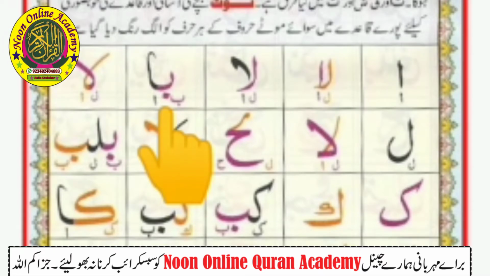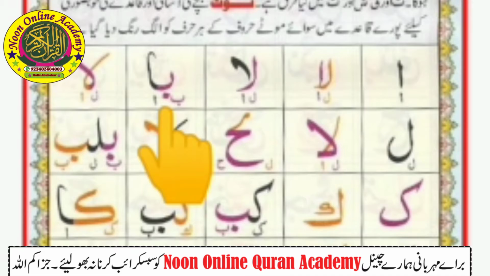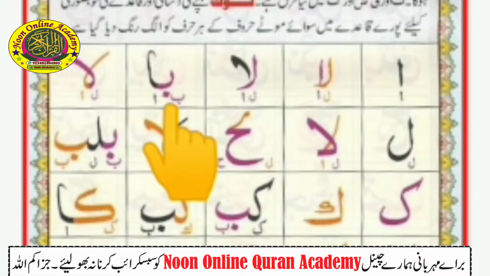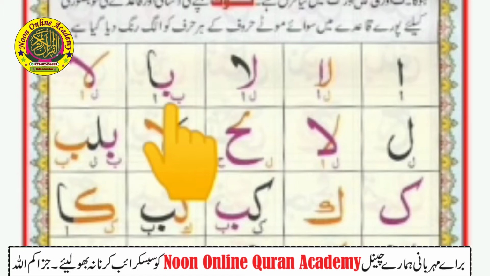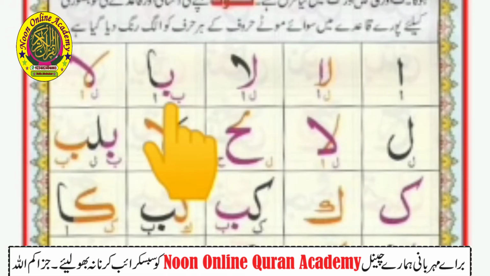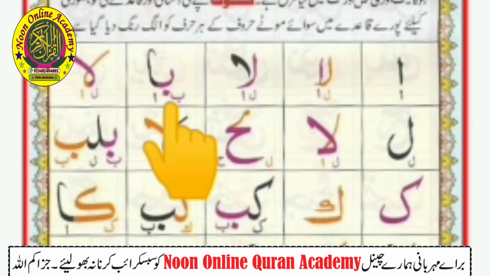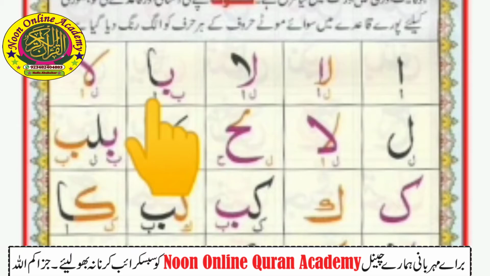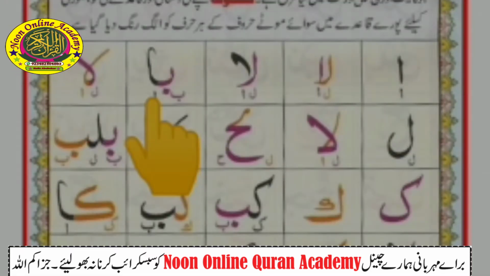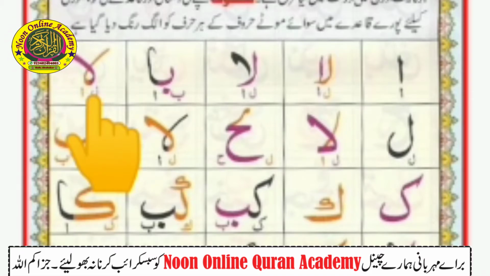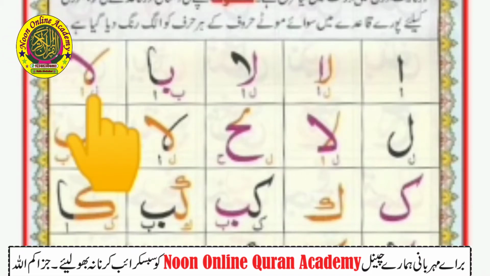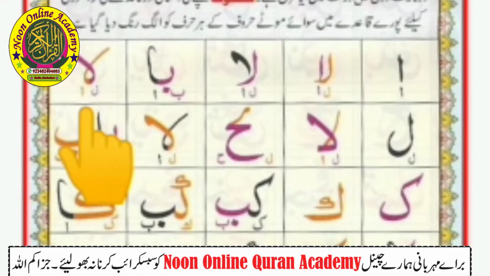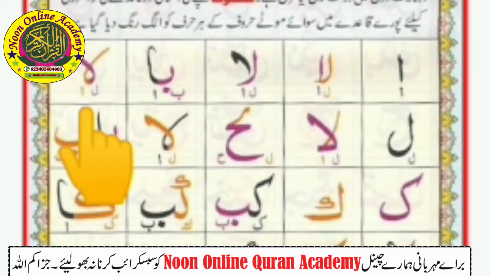Our next letter is ba, alif. As you can see, the ba shape is the half shape of ba, and alif is attached with it. Ba and then next alif. Ba, alif. Our next letter is lam, alif. The orange shape is lam and the pink one is alif.